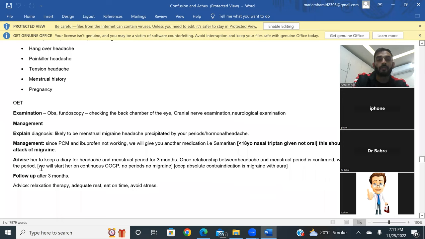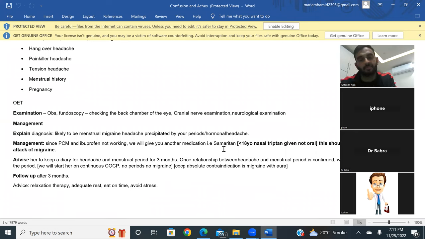And here, what you will be doing is telling the diagnosis, migraine headache, since the painkillers are not working. Look, these two drugs are not working. So you can give another medication, that is sumatriptan. Always keep in mind that it is nasal. Why? Because this is a 17 year old. If it were a 19 or 21 year old, it would be oral. However, if the patient is below 18, then it is nasal sumatriptan.